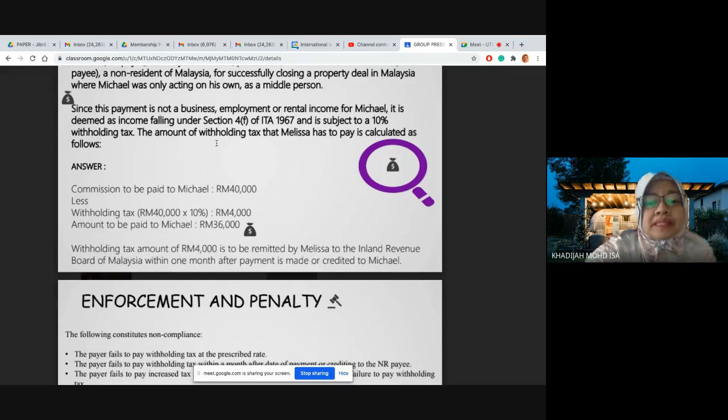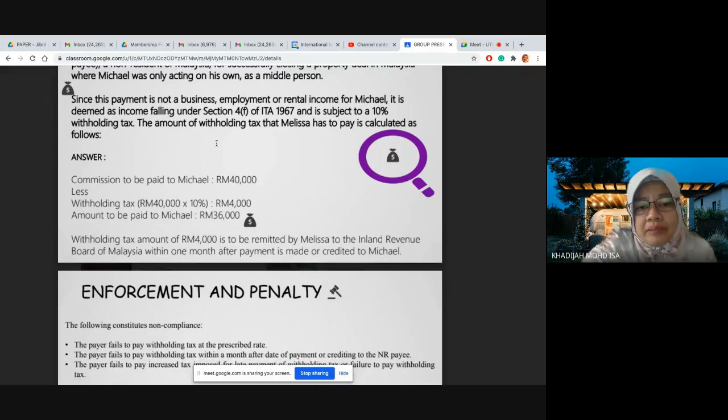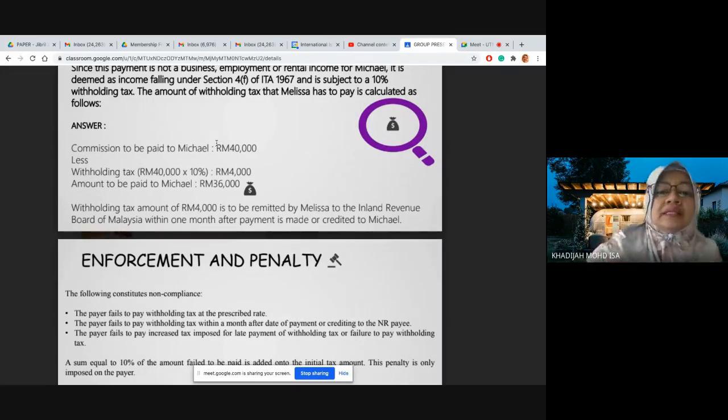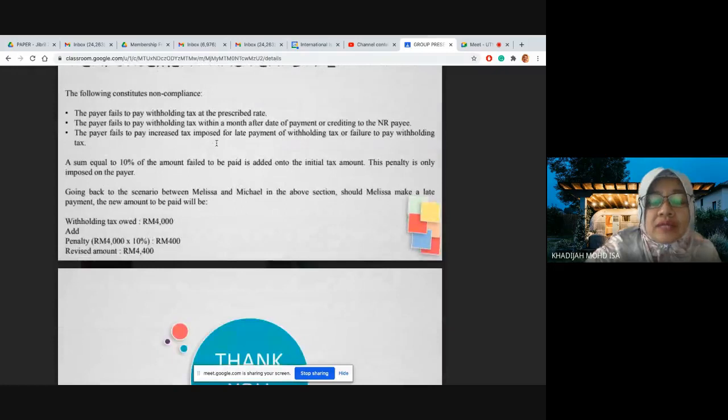But the problem is if she doesn't pay within one month, the penalty is 10% of the 4,000, not the 40,000, because the amount due is 4,000. So the penalty is on the amount due. In this case, the penalty is 10% of 4,000, which is 400. So you have to pay to the IRB not only 4,000 but also a penalty of 400. So the total is 4,400. That's how you compute.